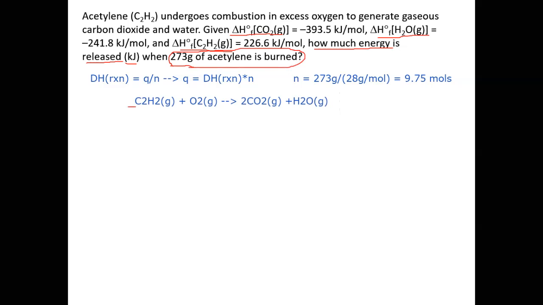So our hydrogens are balanced. We have a total of 5 oxygens on the product side, so for O2 we need a coefficient of 5 halves. Now this is balanced where we kept the coefficient of acetylene as 1. So now we can calculate the delta H of reaction.